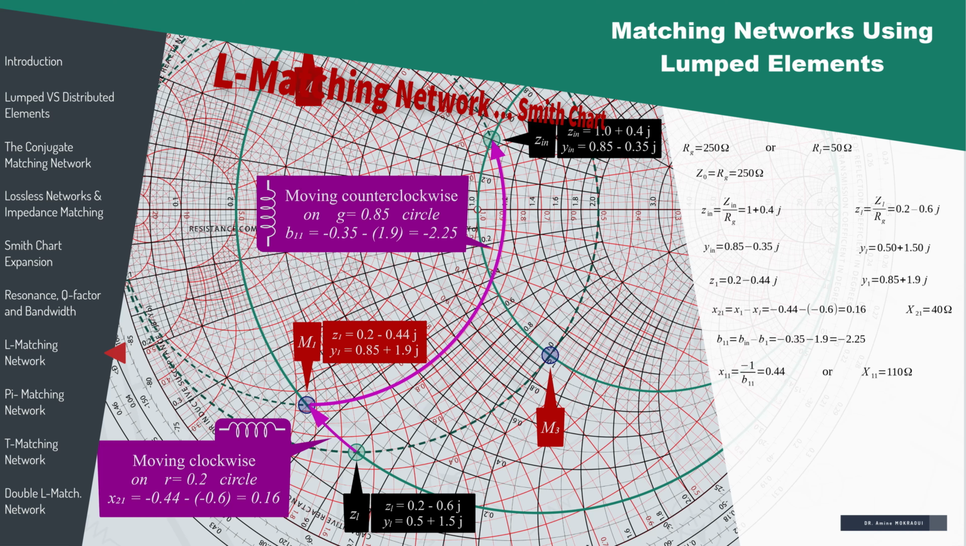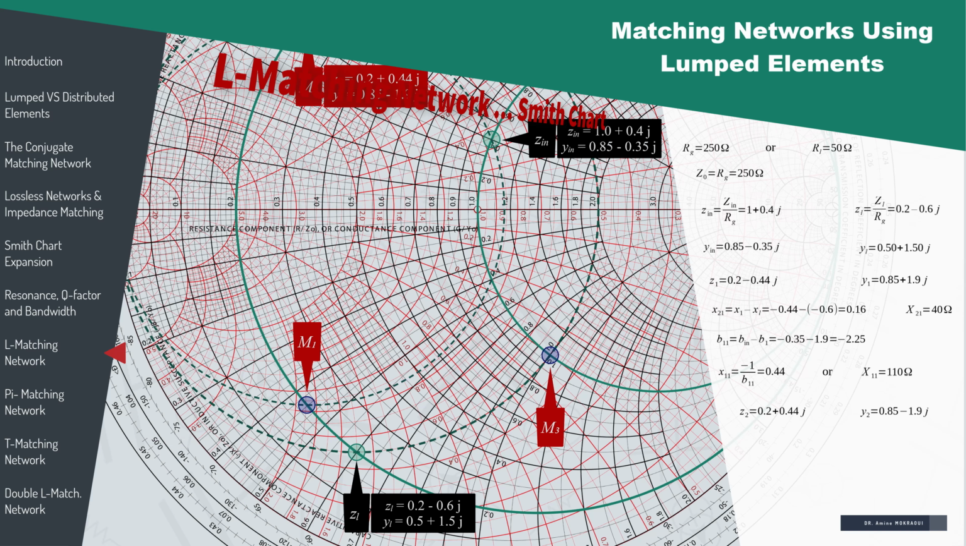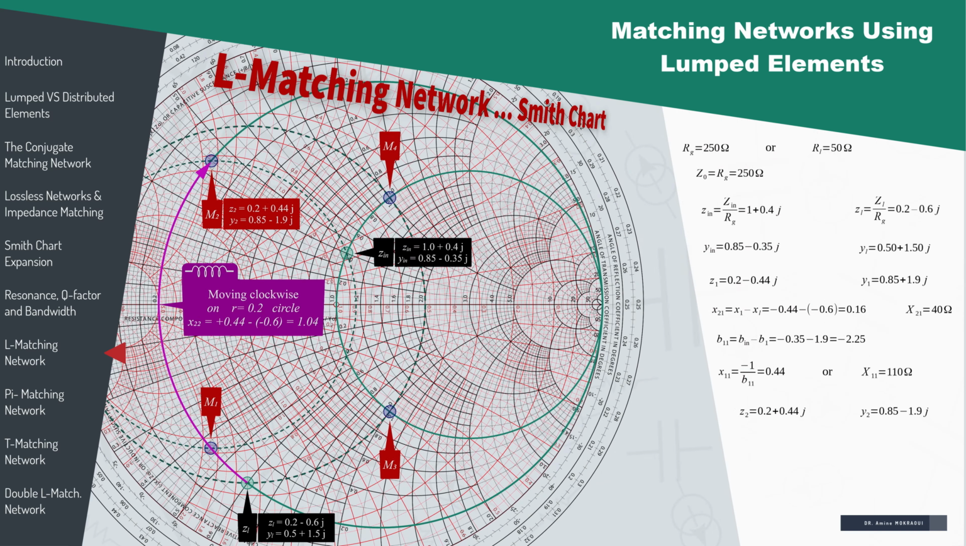The second forward L matching solution comprises using point M2, which corresponds to Z2 equals 0.2 plus 0.44j, and Y2 equals 0.85 minus 1.9j. When walking from ZL to Z2, we take the clockwise direction on the R equals 0.2 circle. Thus, we are adding an inductor whose reactance is X22 equals X2 minus XL, which is equal to 1.04. It corresponds to uppercase X22 equals 260 ohm.